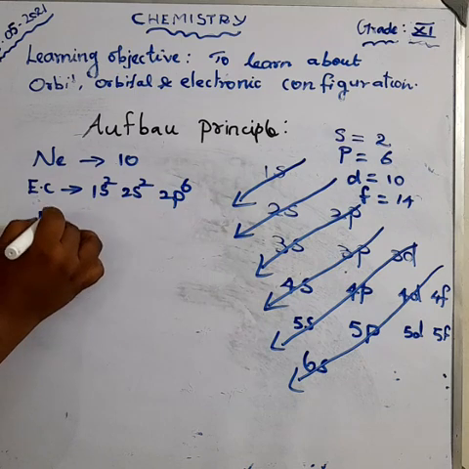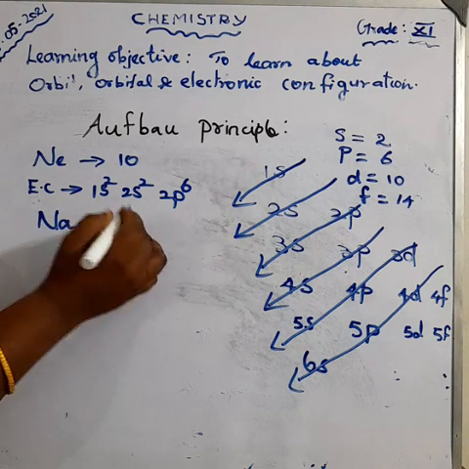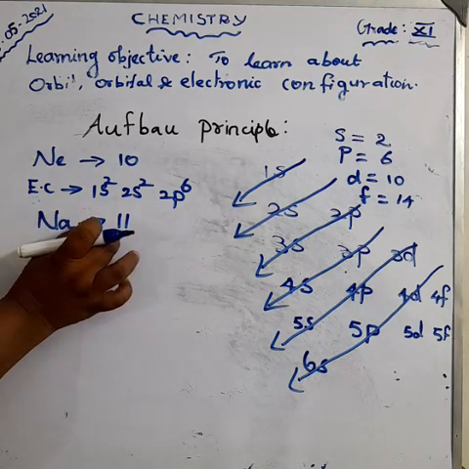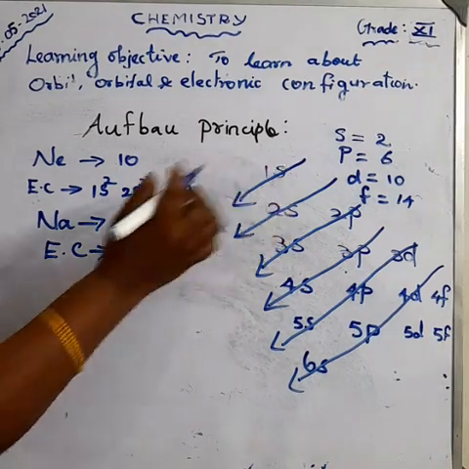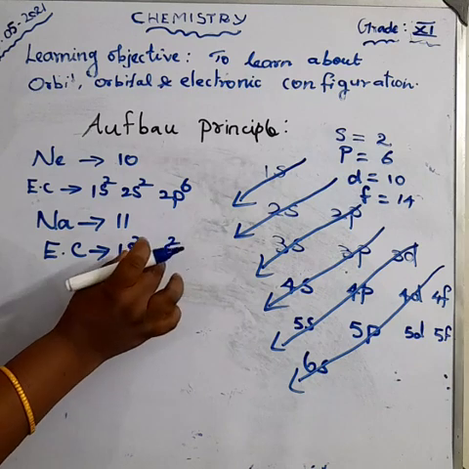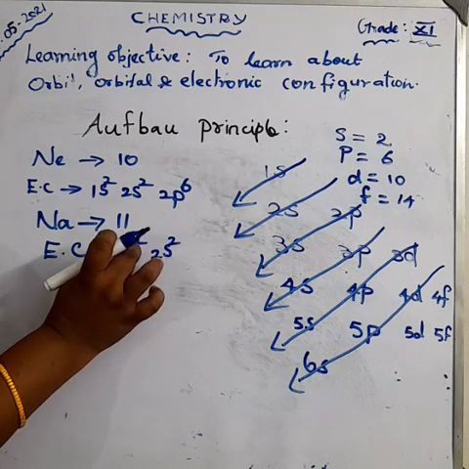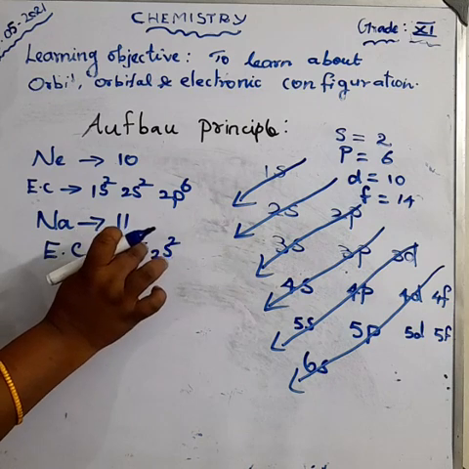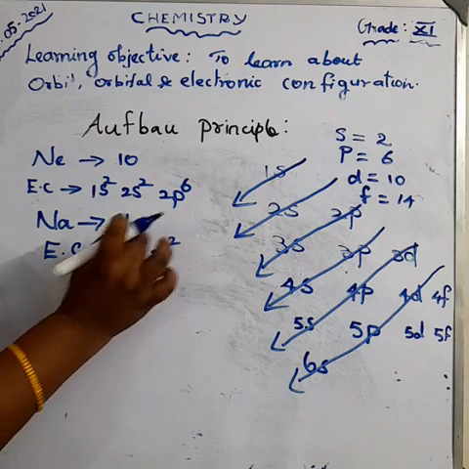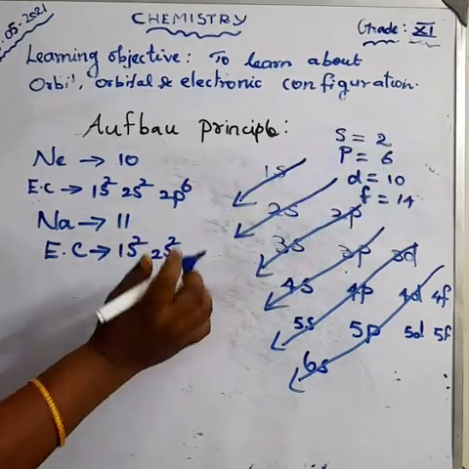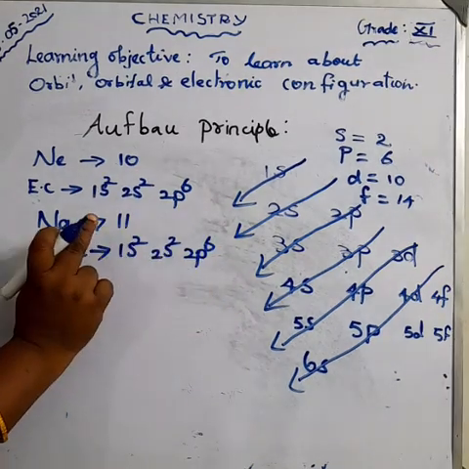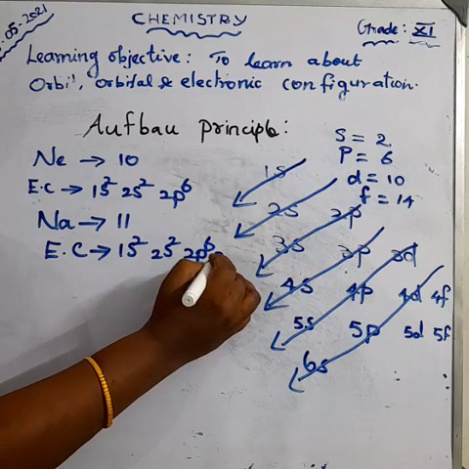And then sodium. Atomic number of sodium 11. 11 electrons are there. So how will you write the electronic configuration of sodium? First 2 electrons for 1s2 and 2 electrons for 2s2, and balance 2 plus 2 is 4, and then balance 7 electrons are here. Okay, 7 electrons. So in the p orbital we can occupy only 6 electrons. So 2p6 and the remaining 1 electron we can write 3s1.